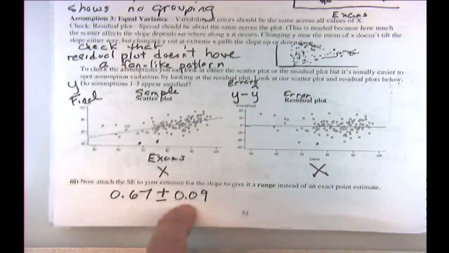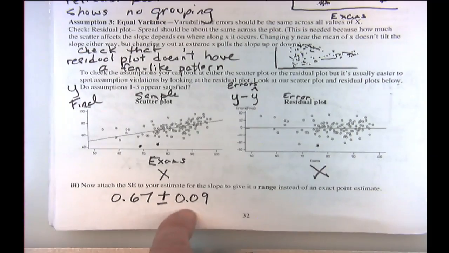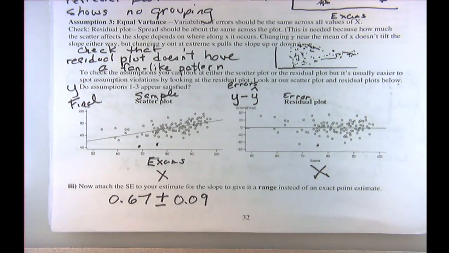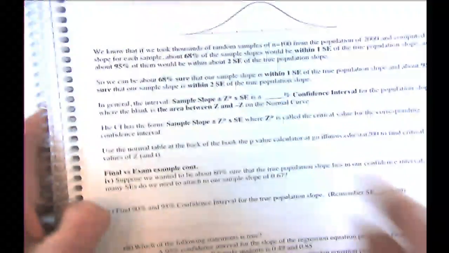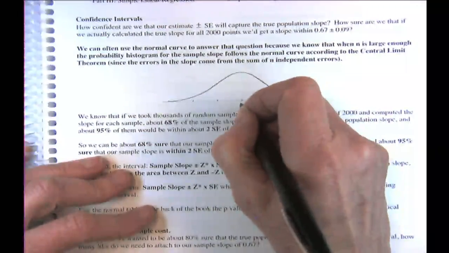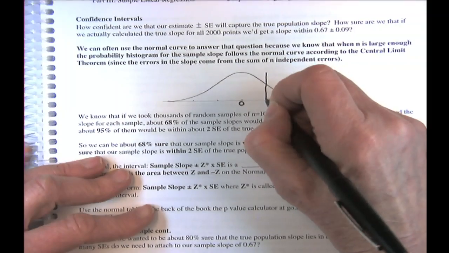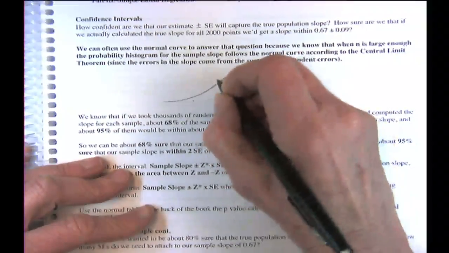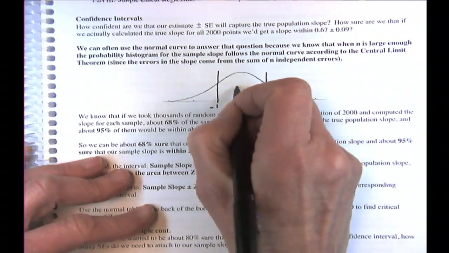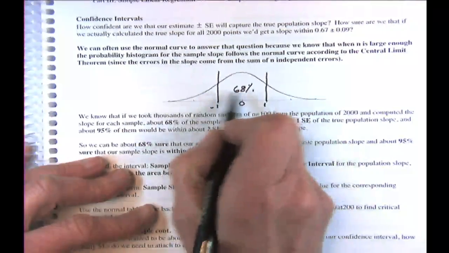So this will be a 68% confidence interval, one standard error, because 68% of the area in the normal curve is between z equals 1 and z equals -1. So this is 68%, from here to here.